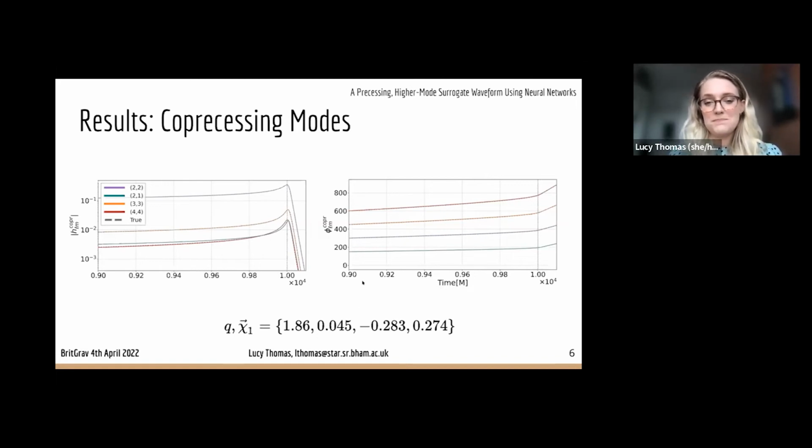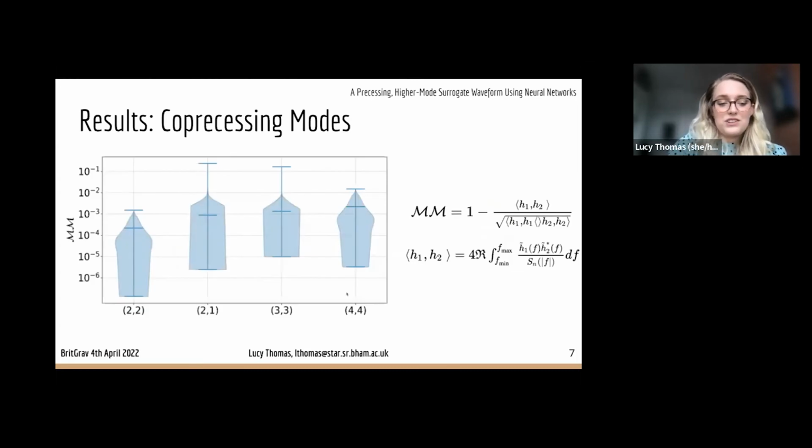This plot on the left shows mismatches across our unseen 10,000 waveform test set between the true SEOBNRv4PHM co-processing modes data and the co-processing modes predicted by our neural networks for each of the 4 modes we modeled. The mismatch is defined by the equations on the right-hand side, and this metric is often used by waveform model developers as a measure of how well 2 waveforms agree.